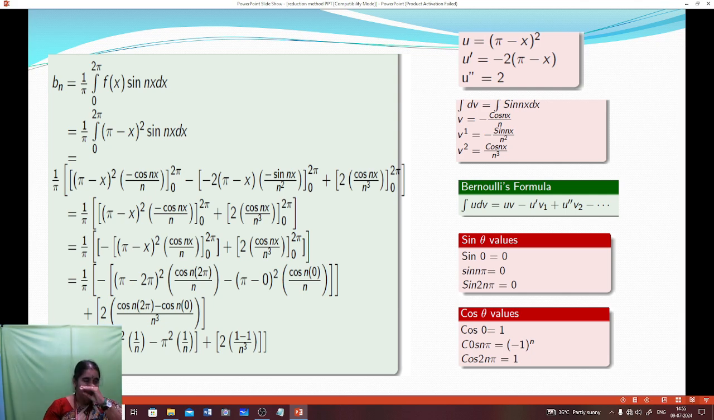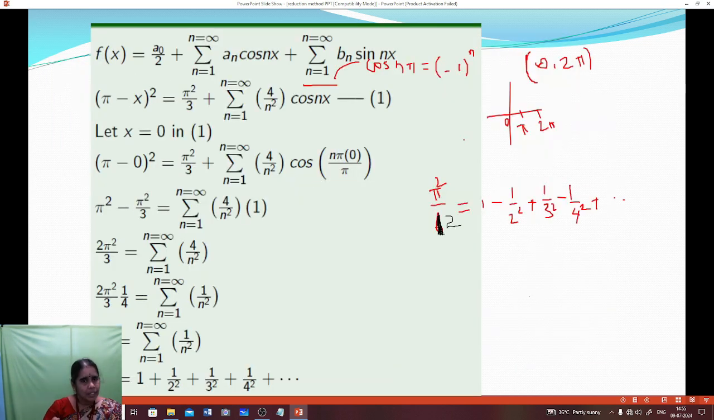So in this way, we calculate the value for A0, An and Bn. On finding those values, then we have to substitute those things in our equation 1, which is nothing but in Fourier series. So f of x is equal to A0 by 2, that's the formula.